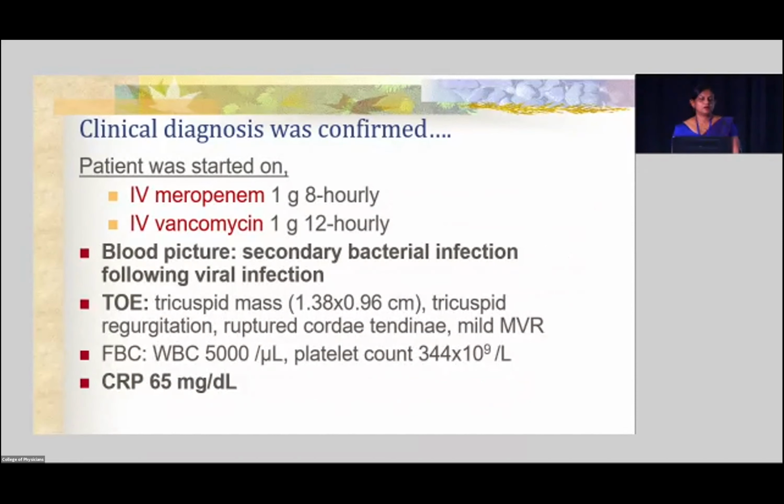The patient was started on IV meropenem and vancomycin because the clinical team did not know that the patient had been given meropenem. The blood picture showed secondary bacterial infection following viral infection, and TOE had shown a tricuspid mass, confirming the diagnosis, and CRP was high. At General Hospital, blood cultures came as no growth because the patient had been given many antibiotics. So they started to trace the previous blood culture.